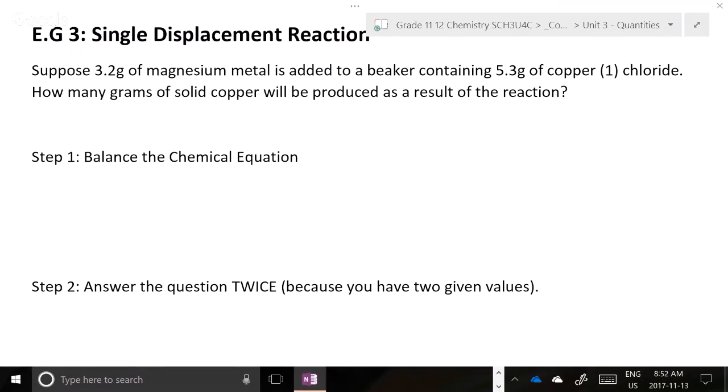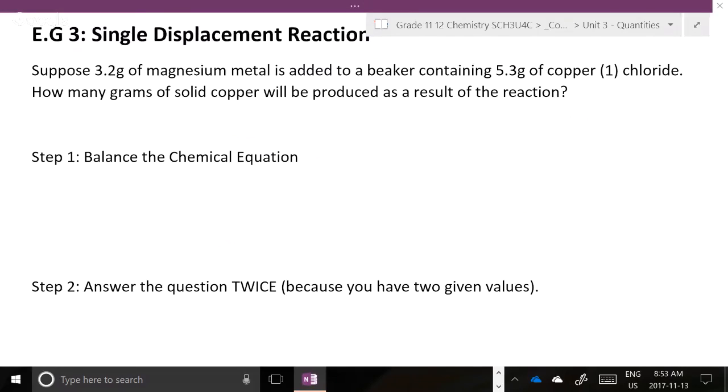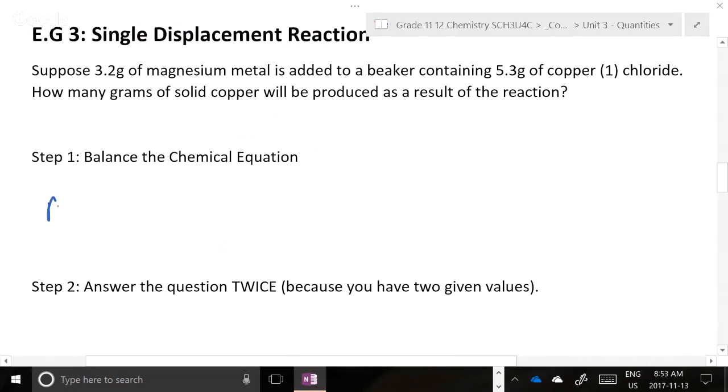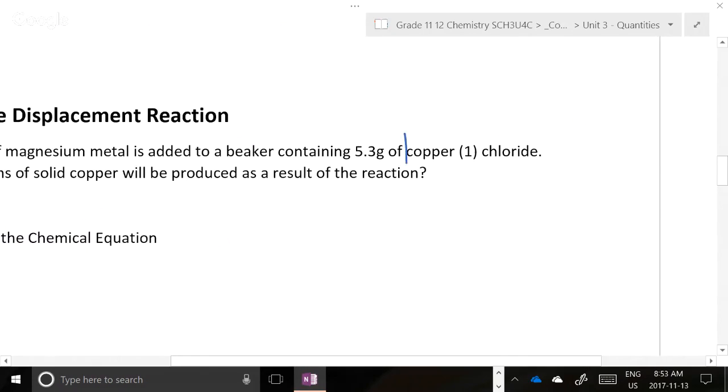So, what's the first thing we need before we can do any stoichiometry? A balanced chemical equation. Okay. How do I start that? Okay, so Mg, because that is magnesium metal, right? Now, copper 1 chloride, I'm going to have to figure out the formula for that, aren't I?